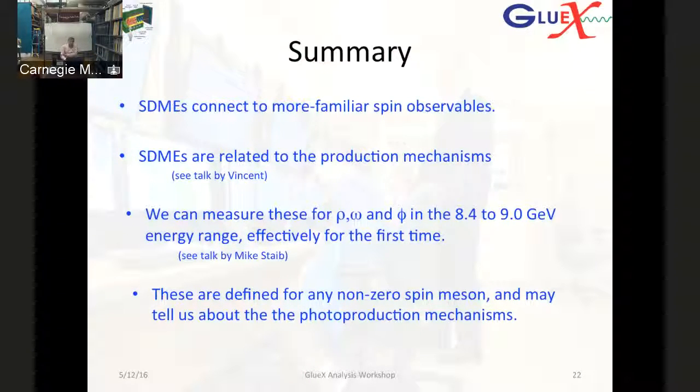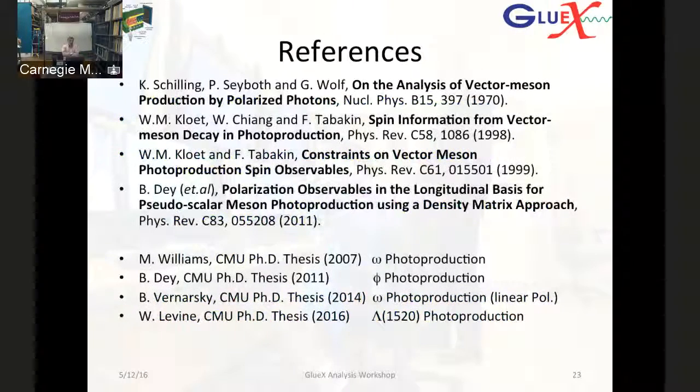These spin density matrix elements can be defined for any non-zero spin meson, so you could talk about them for spin 2 as well. They're observables. I haven't thought real hard about measuring them for, say, the f2, which we've got a lot of, but in principle they're there, and they would tell us something about the production mechanism. So I'll just finish. These are a few references, and where a lot of this stuff came from. So I'll stop there.